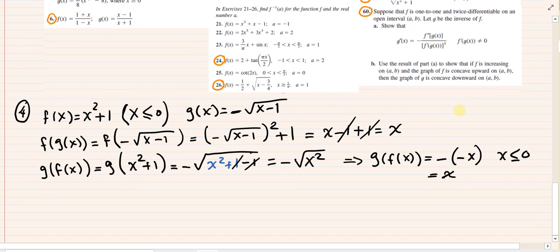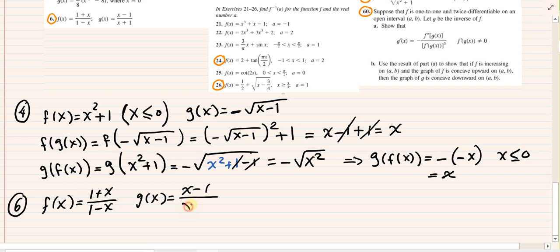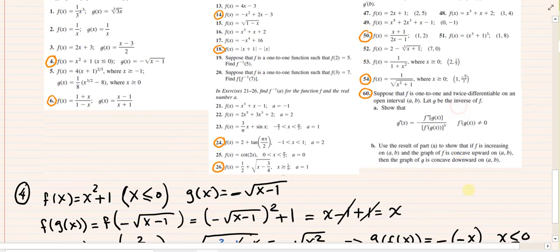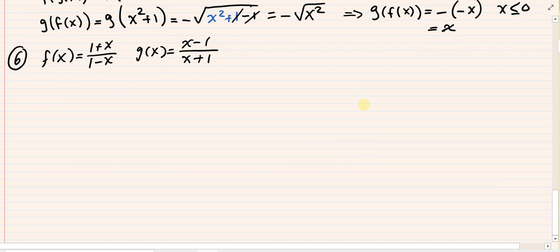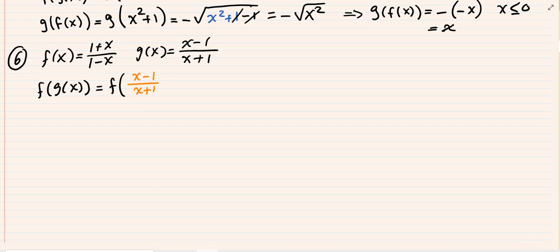In number 6, we have a fraction, a rational function, if you will. f of x is equal to 1 plus x over 1 minus x. And g of x, its inverse, is given by x minus 1 over x plus 1. Remember, in this book, they use g for the inverse. So, this time, I'm going to do again f of g of x. So that means f evaluated at x minus 1 over x plus 1. That's my g of x.